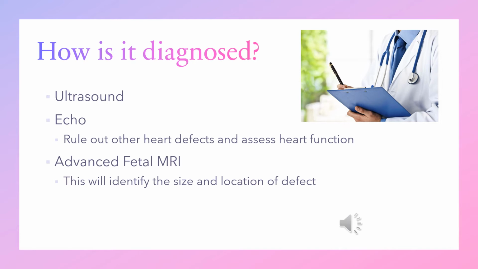How is CPAM diagnosed? It can be diagnosed 3 different ways. It can be done with an ultrasound during a routine prenatal exam, or it can be done by an echo, and the echo will rule out other heart defects and assess the heart function, as well as advanced fetal MRI. The fetal MRI will identify the size and location of the cyst itself.